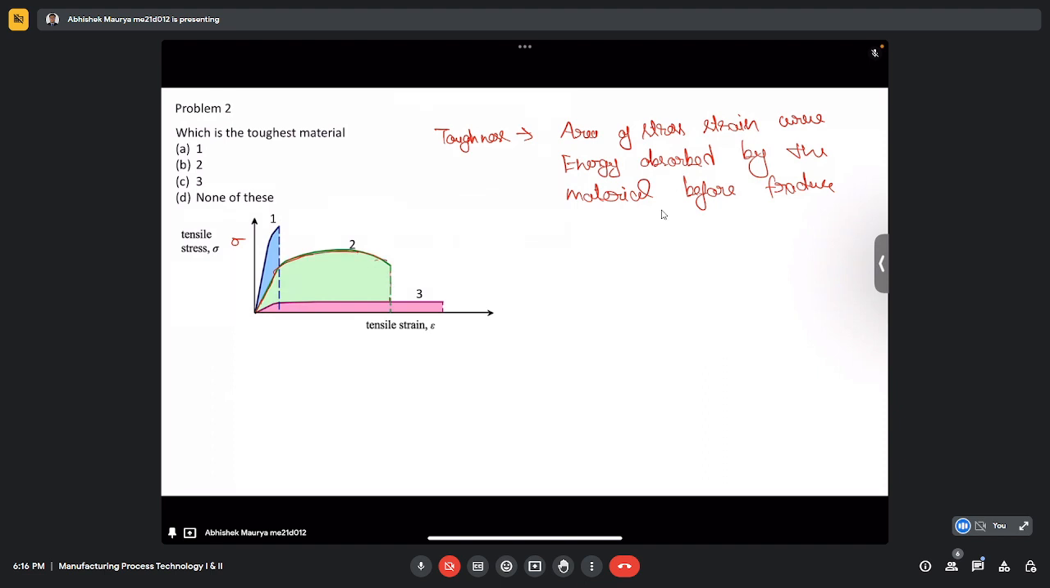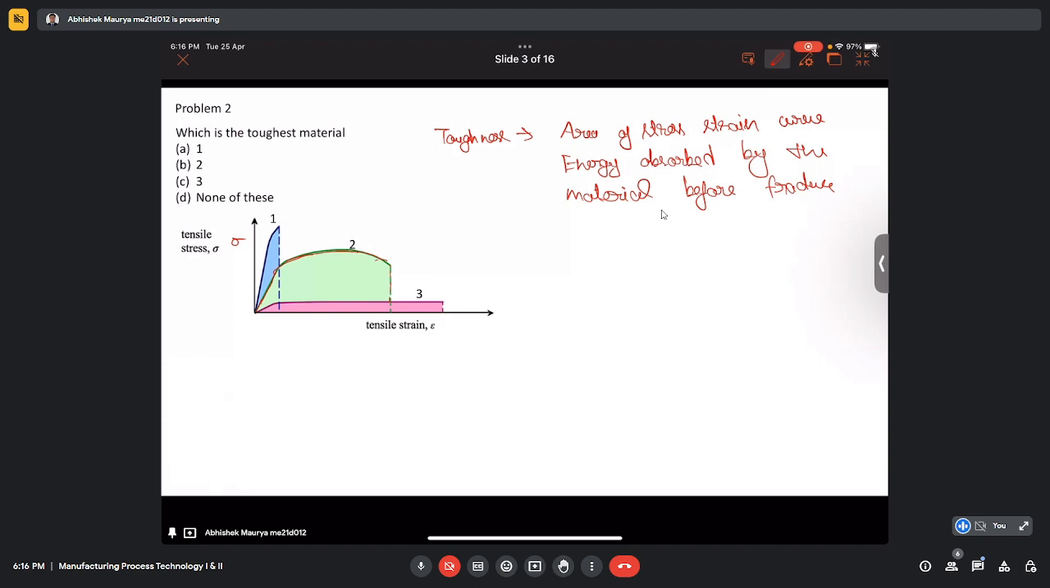So here visually you can see the area under the green curve. It is looking larger in comparison to the others. Yes, based on this argument, you can say material 2 is the toughest material. So suppose I am giving a situation such that I have drawn another curve, something like this. Now if the new area which I have drawn, the orange one, and the green one are the same, then which one will be the toughest material, this material 2 or the new material 4?